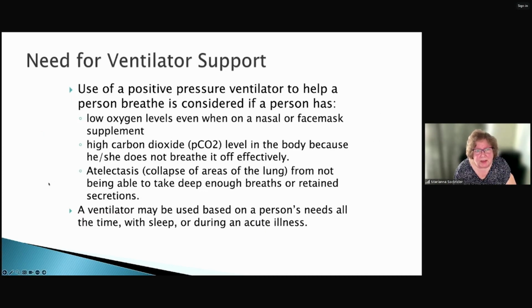There are some children that need positive pressure ventilator support if they had continued low oxygen issues, even with supplemental oxygen using a nasal cannula. If they had elevated carbon dioxide, that they couldn't blow off effectively. And if they kept having problems with atelectasis that just didn't allow them to breathe effectively. And a ventilator really can be used based on the person's needs. Some need it all the time, some with sleep, some just during an acute illness. But obviously, we'd like to avoid the need for this kind of support, and it's not something that we expect all children with MECP2 to need.